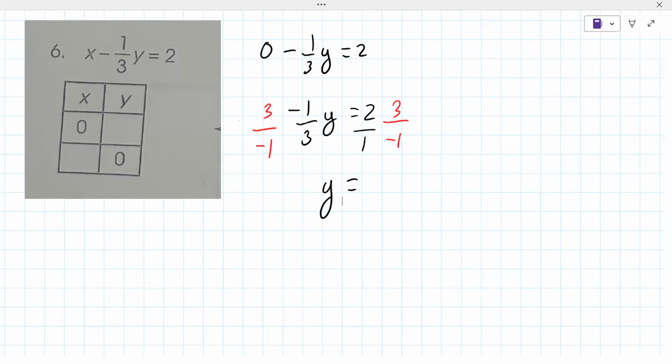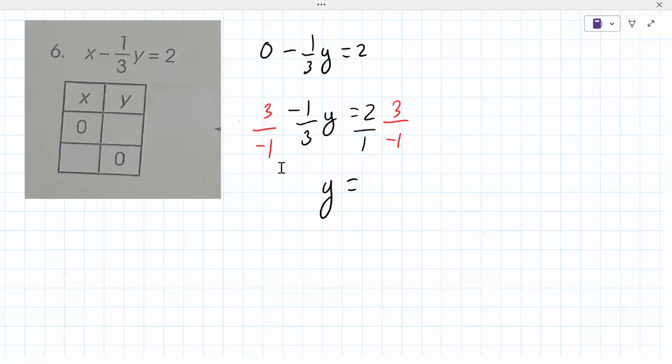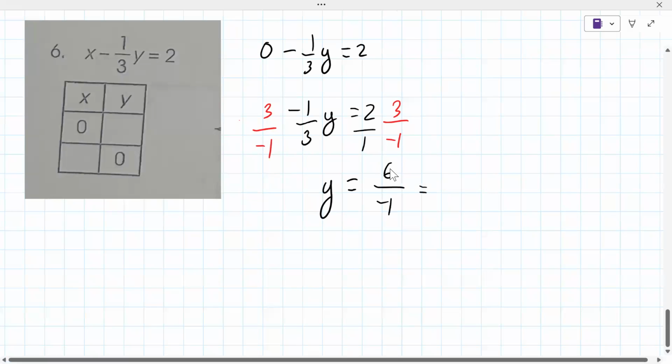Oh, oops! I did the wrong thing. So would it be 6 over -1? Okay, and what does that reduce to? What does that reduce to? 6 over 1 becomes something. What do you do with the negative? This is all review. Would it be -6? Yes.